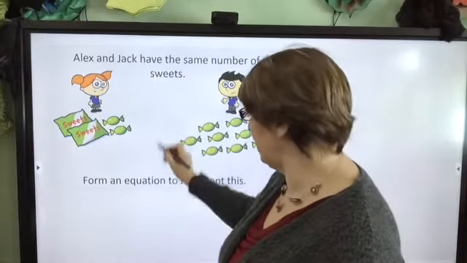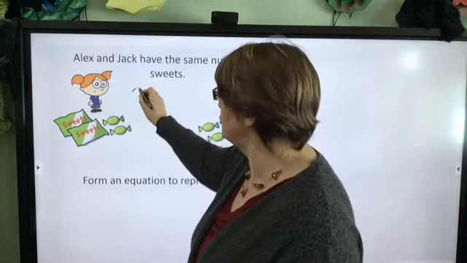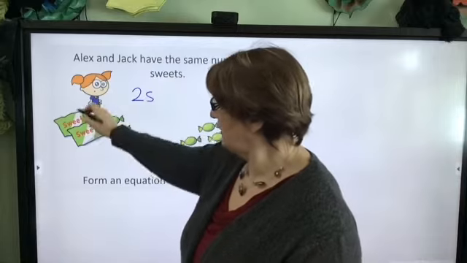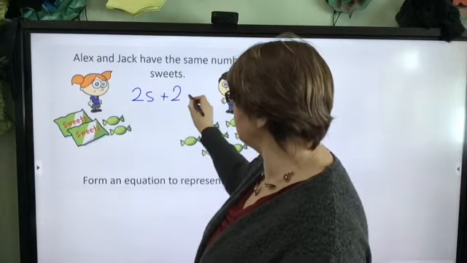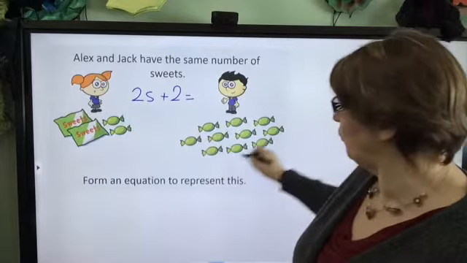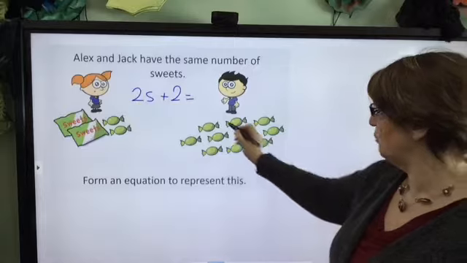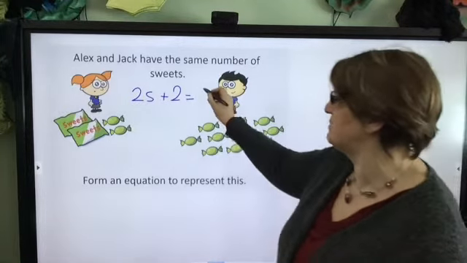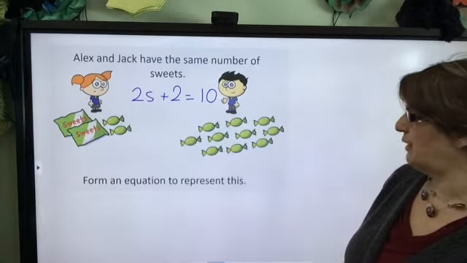So we can say that we've got 2S for the packets of sweets plus 2 is equal to, and we know it's equal to all that Jack has got, because it says here they've got the same number of sweets. So 1, 2, 3, 4, 5, 6, 7, 8, 9, 10. Jack has got 10 sweets. So we know that 2S plus 2 equals 10.